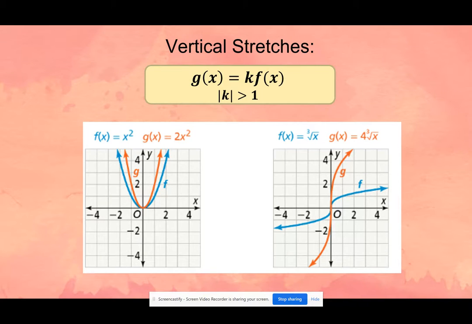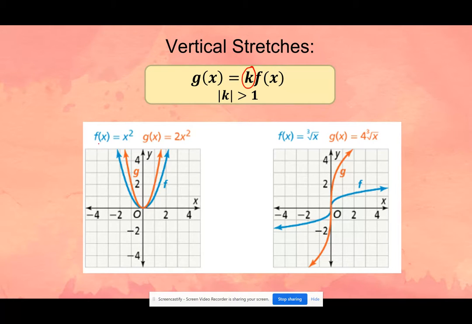All right, vertical stretches. If you remember, we talked about in class, this is like silly putty. If you were to take a graph and stretch it up and down, it would get taller and skinnier. In this case, we take our function f of x and multiply it by a value k. Underneath this, you see it says the absolute value of k is greater than 1. The reason they use the absolute value of k is we don't care about the positive and negative signs. The positive and negative signs determine reflection, not vertical stretches. So just look at the number, not the sign of k, and it has to be greater than 1 in order to be a vertical stretch.